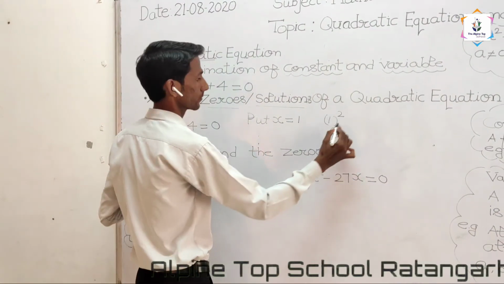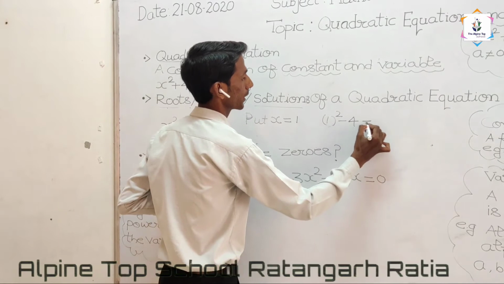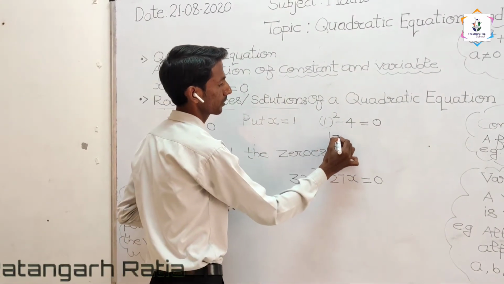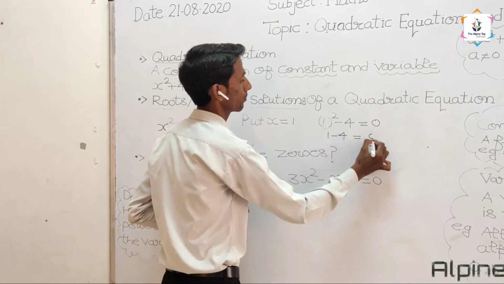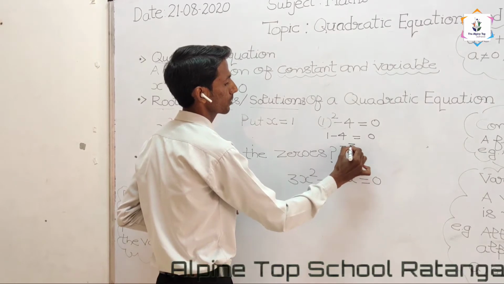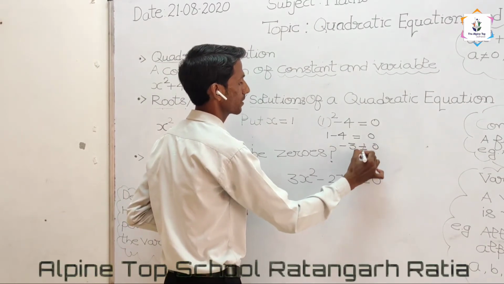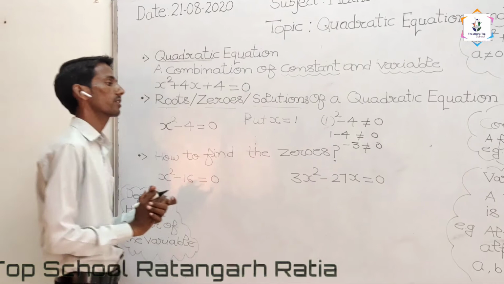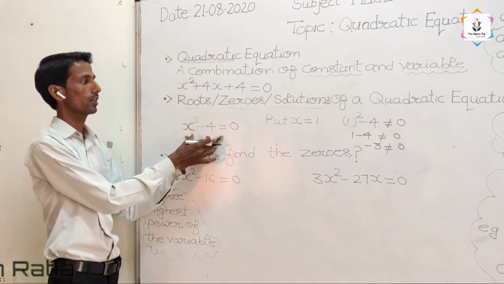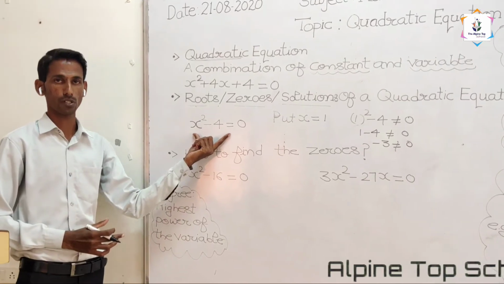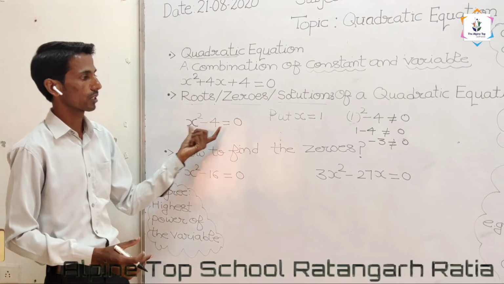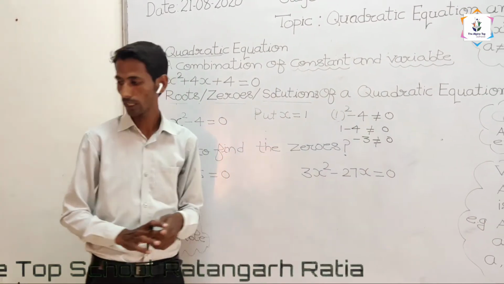Square of 1 minus 4 equal to 0. When you solve the left hand side, square of 1 minus 4 equal to 0. 1 minus 4, calculation minus 3 is equal to 0. That is not possible. It means students, we can say that x is equal to 1 is not a zero, not a solution, not a root of this quadratic equation, because it is not satisfying the given quadratic equation, क्योंकि ये इसकी लेफ्ट साइड को राइट के इक्वल नहीं बनाता.